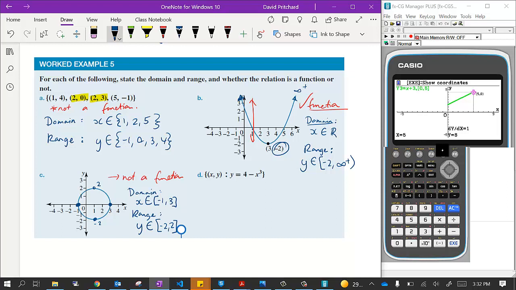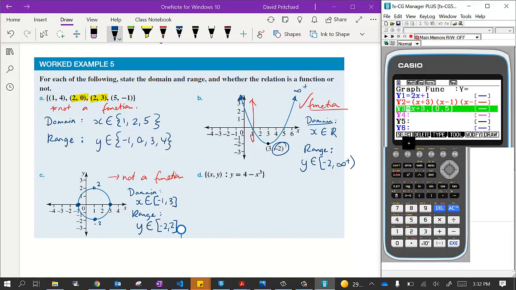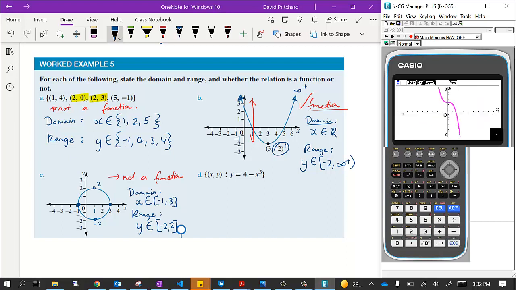Now our final one's in set notation. So we're saying we've got a set of ordered pairs, and to calculate y, we use 4 take x cubed. Now if we don't know what that looks like, we can use our graphics calculator again. So we'll turn this one off. We'll put this one in. So we've got 4 take x cubed. And there's our graph, so we can draw this one in.